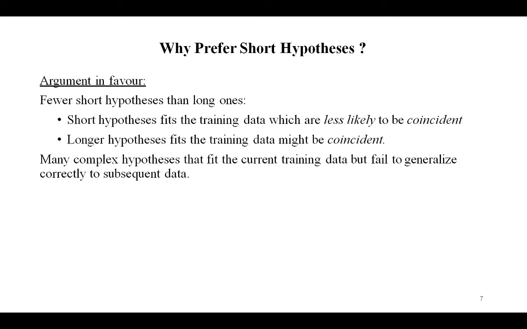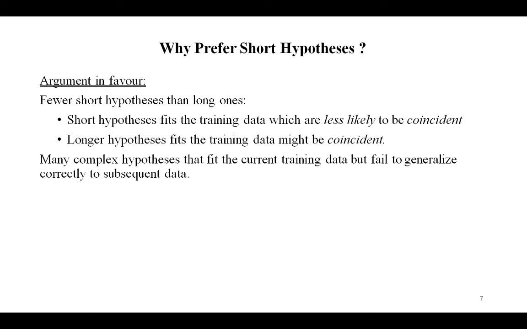Of course, giving an inductive bias a name does not justify it. So why should we prefer the simpler hypothesis? Notice that scientists sometimes appear to follow this inductive bias, for example preferring a simple explanation for the motions of planets over more complex explanations. So why? One argument is that there are fewer short hypotheses than long hypotheses, so it is less likely that one will find a short hypothesis that coincidentally fits the training data.